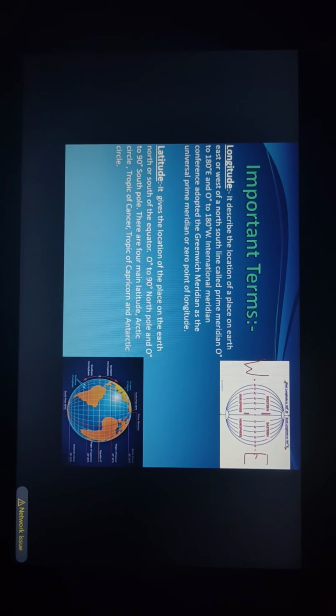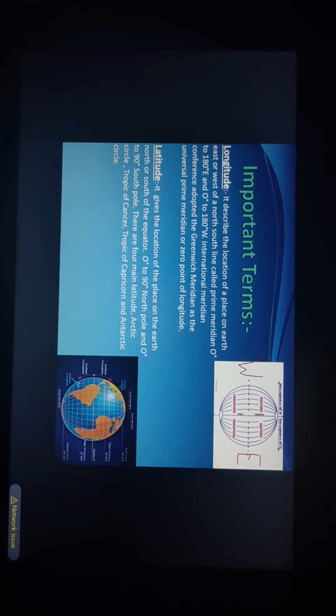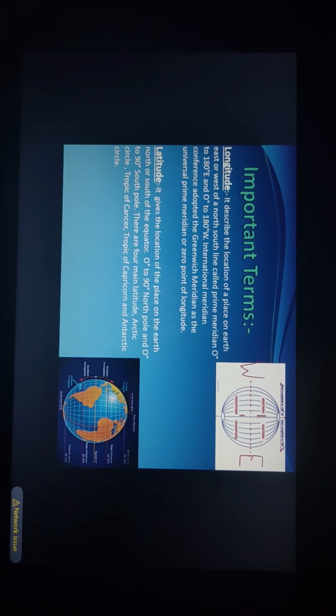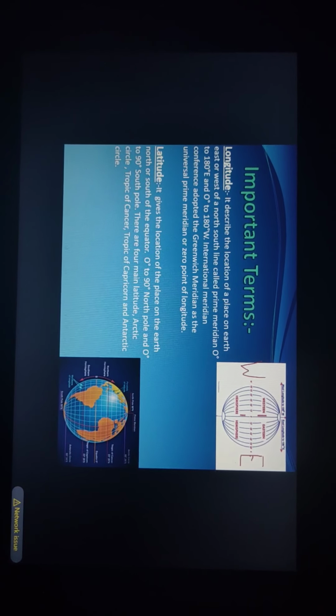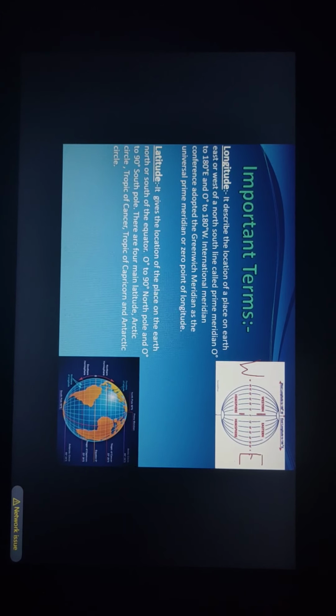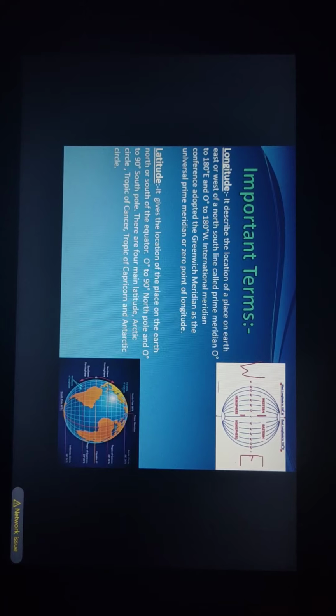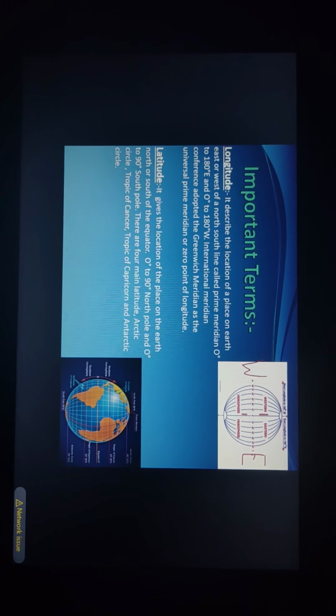Now next term is latitude. Through this spelling only you will get it. In Hindi we call it 'leta hua', latitude. So now it is very easy for you to remember this term, no need to be confused about latitude. The horizontal line is the latitude and the vertical line is longitude.